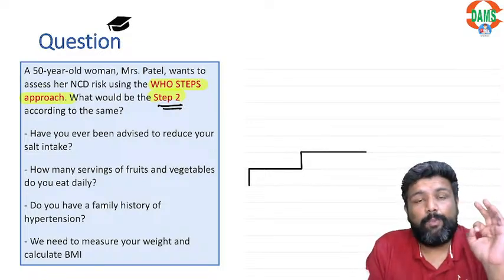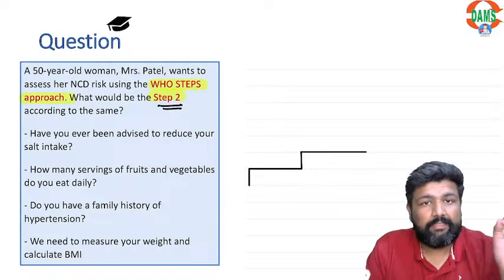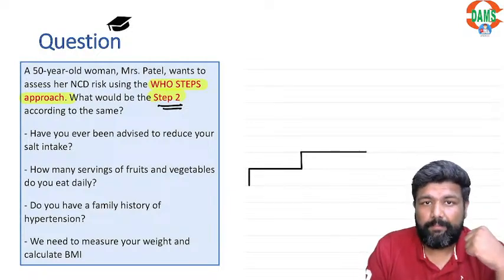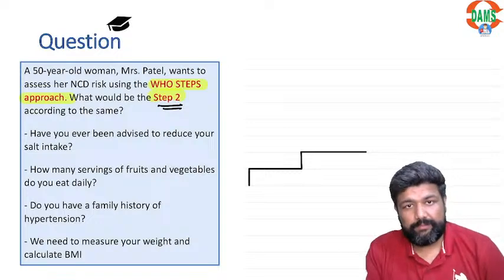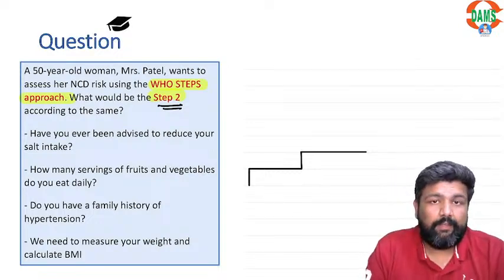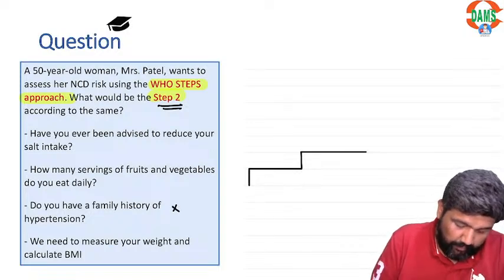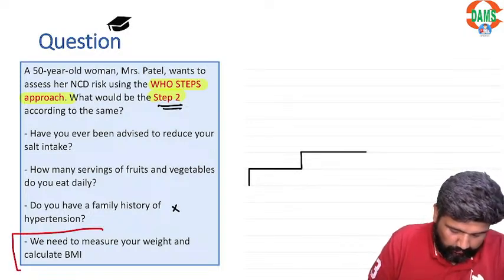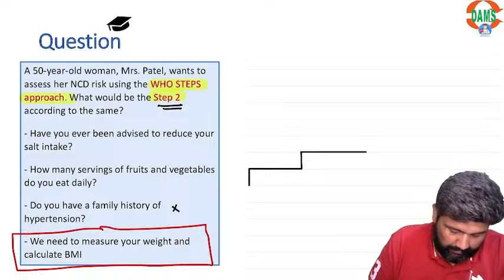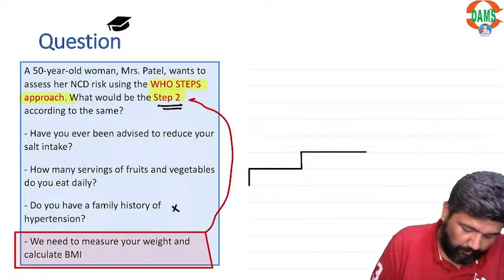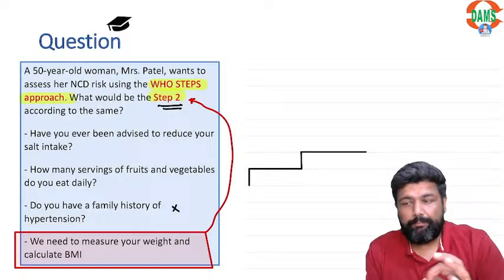In this step, we take their measurements, right? Weight, we take their BMI. So do you have family history? No, this is not correct. We need to measure your weight and calculate BMI would be the best answer for WHO step 2.